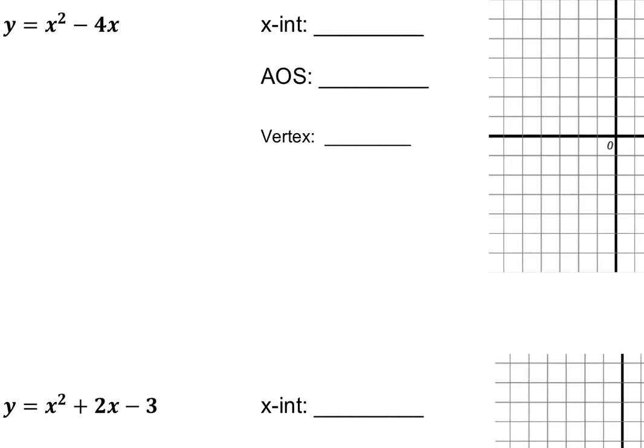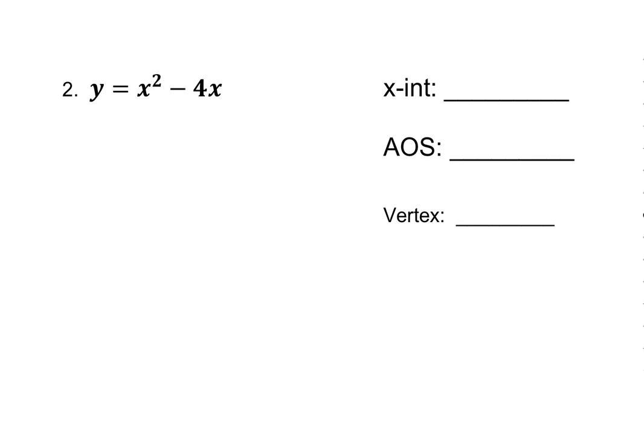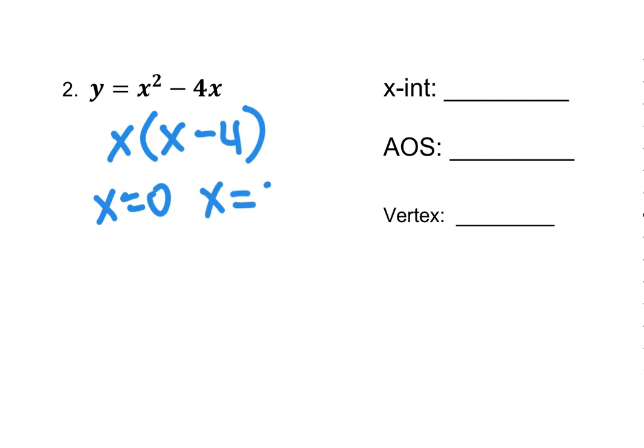Let's go ahead and factor. Number 2, what kind of factoring can we do here? Right, we have to do greatest common factor here. So we take out that x, and now we have x minus 4. So we can't do difference of squares because this x right here isn't a square. But we have our 2 factors. Then we set each factor equal to 0. So we get x equals 0 and x equals 4.